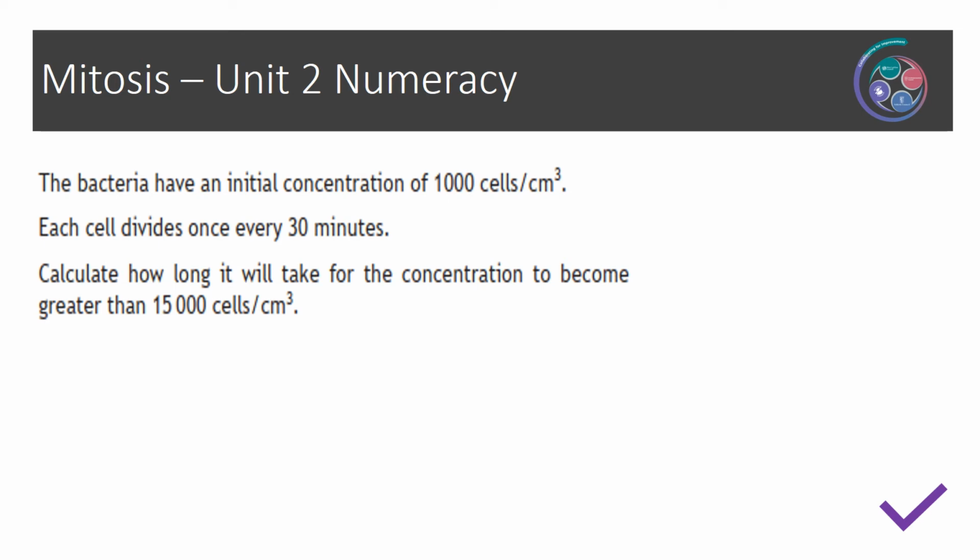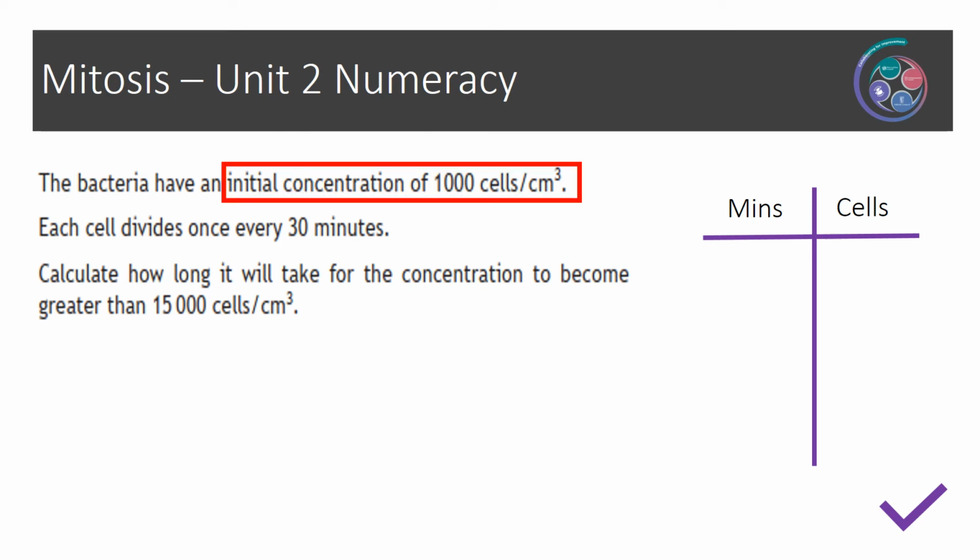Okay, what do we do first? We draw our T-table, we add our headings. The next thing we do is have a look to the question for key pieces of information. The first thing we come across is the initial concentration of 1,000 cells per centimetre cubed, which means we can add this in under our cells column. We would usually start with one cell here, but the question has specifically told us we have an initial concentration, which means at the start we have 1,000 cells.